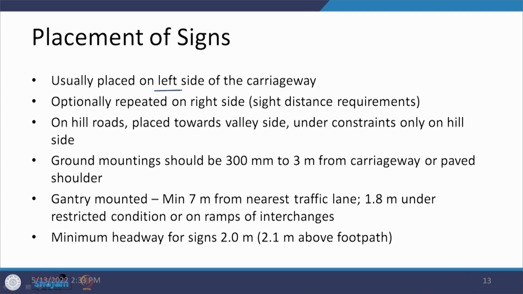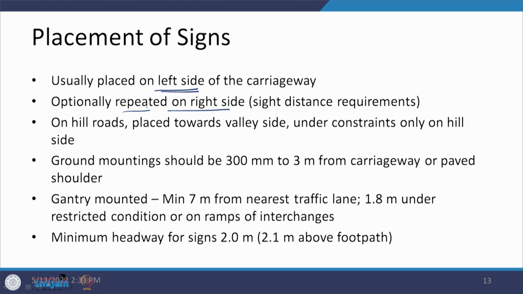Now, once we have an ample idea about the various types of signs which can be there under different categories, another important thing which needs to be looked at is where and how these signs are going to be placed. Most of the time these signs need to be placed on the left hand side of the carriageway. They are repeated on the right side. Subjective, there are problems with respect to the side distances.